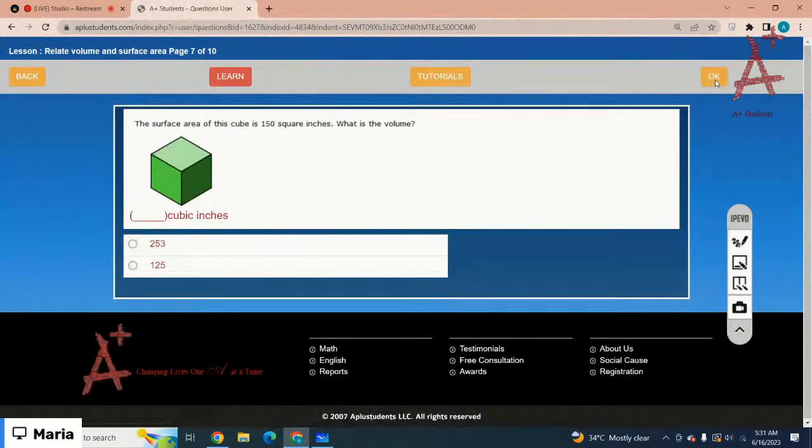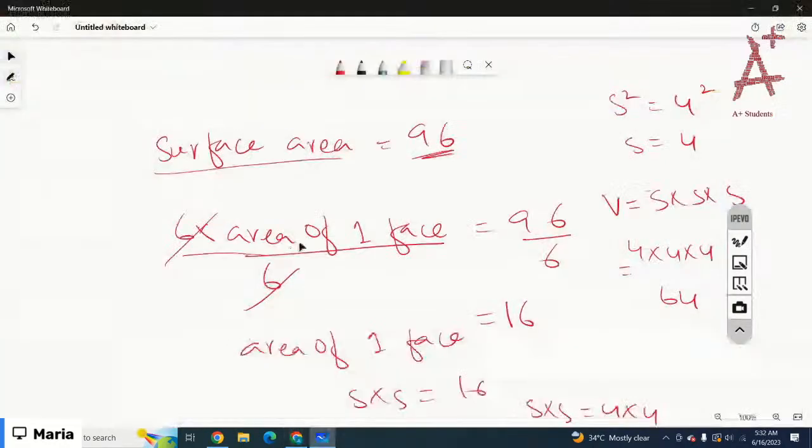Okay, you're given the surface area. So let's just, surface area is 150. Okay, now you are given the surface area, that is 150. Let me just do the calculations.